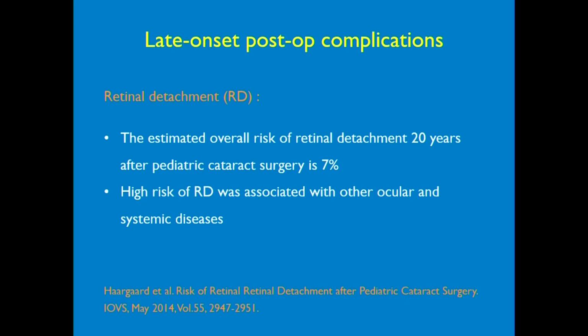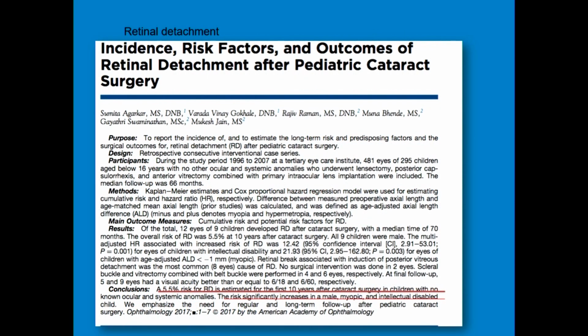Okay. Coming to retinal detachment, the overall risk at 20 years is about 7%, and higher risk of RD is associated with other ocular and systemic diseases. We have an in-house publication, in fact, which tells us that there's a 5.5% risk of retinal detachment in the first 10 years after surgery, and this risk increases in males, in myopics, and those who are intellectually disabled, and if they have any other pre-existing issue in the retina, especially something like a PFV, persistent fetal vasculature, even these are prone to developing very aggressive RDs, so we need to monitor them.